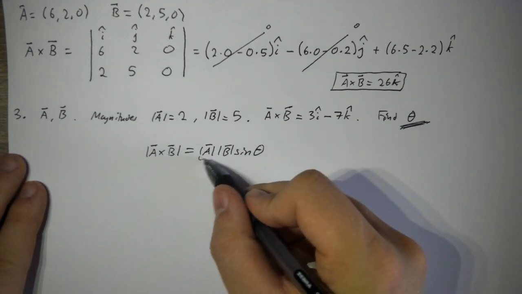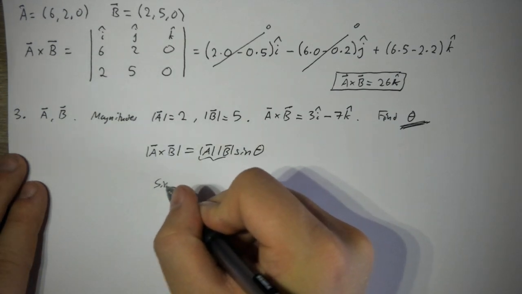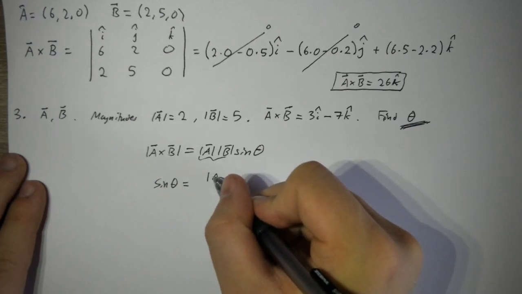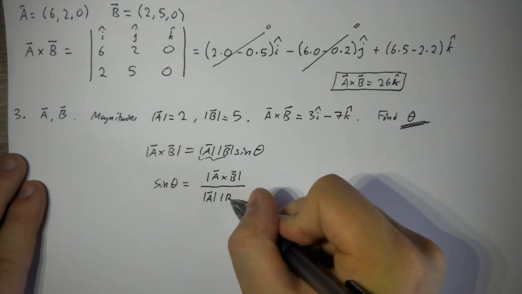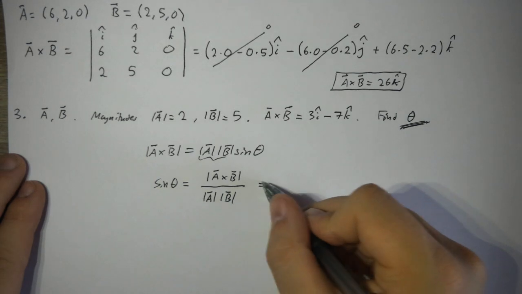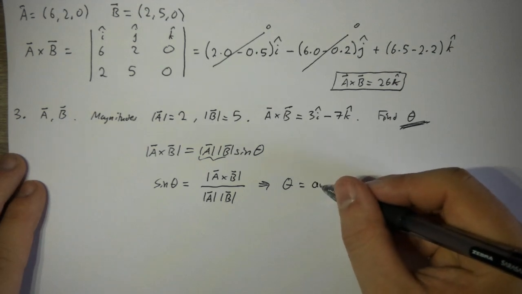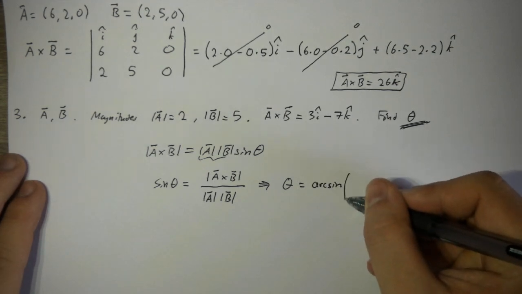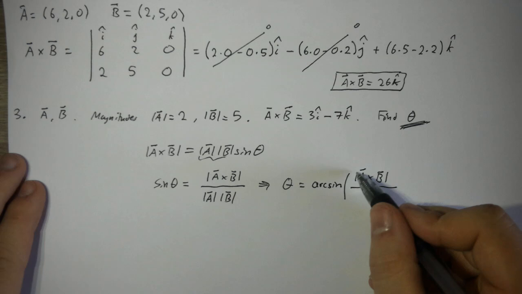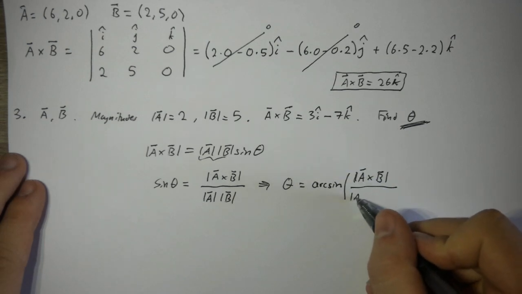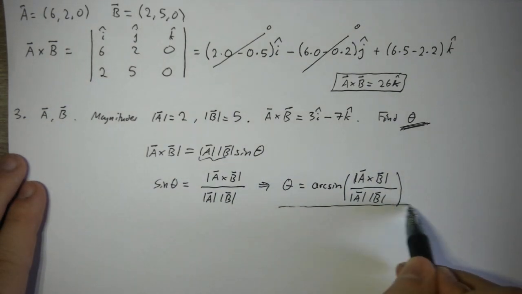So multiplying or dividing this down to the other side, you get sine theta equals the magnitude of A cross B divided by the magnitudes of each. And then simply using your inverse sine, you get arcsine of A cross B magnitude. It's important that this is the magnitude over the two individual magnitudes. So this is our final equation.